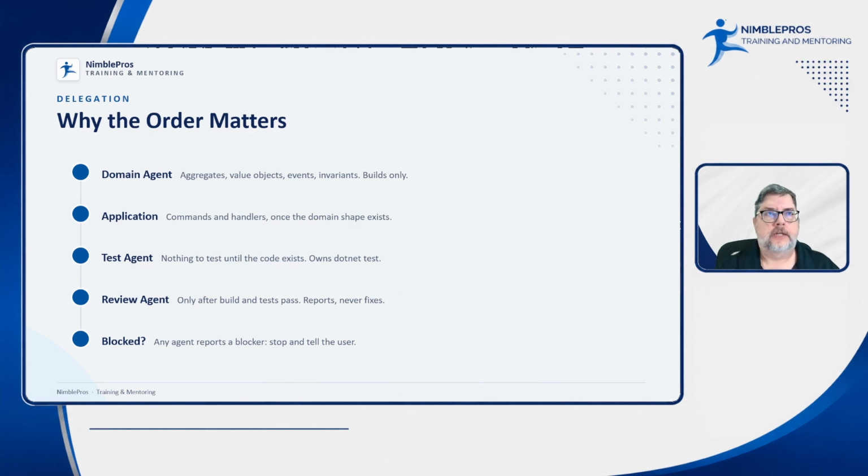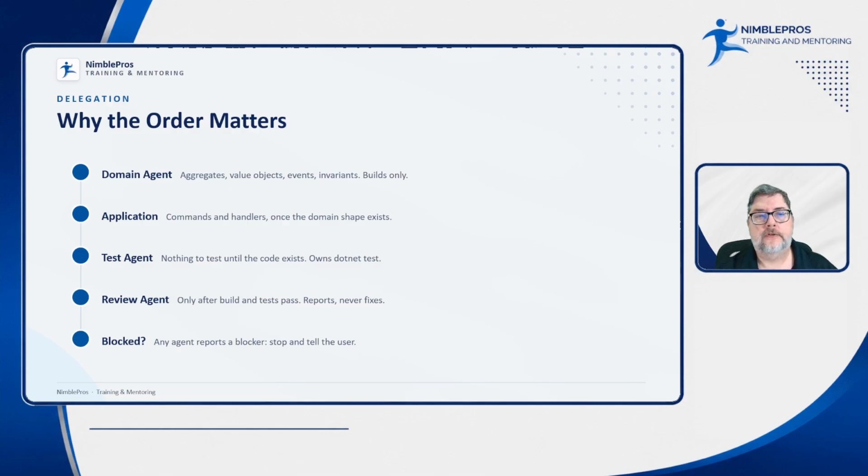Generally, you want each agent to complete the work that it's doing before it passes off to the next agent, because the work that the domain does is required for the application agent to be able to go forward. And the domain and the application agents both need to complete their work before the tests can be done. Unless, if you were doing test-driven development, you would reverse the order.